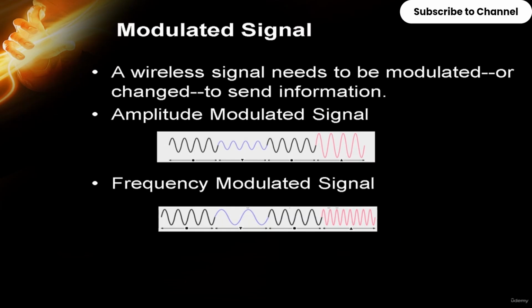So the modulated signal. What is modulation? Why do we need modulation? These details, with examples, we will see in coming slides. But for the time being, modulation is needed for a wireless signal to transfer the information. There are two types of modulation. One is amplitude modulation, another one is frequency modulation. Amplitude, we already saw, is the distance from the center line to the peak, and frequency is the number of cycles of a radio wave which completes in 1 second, right?